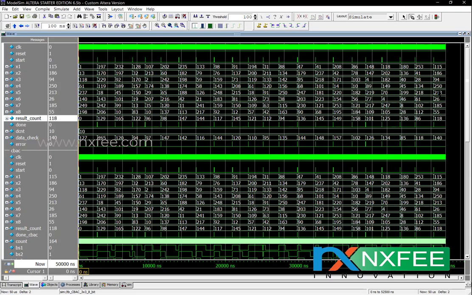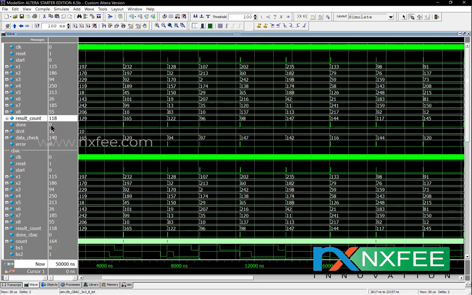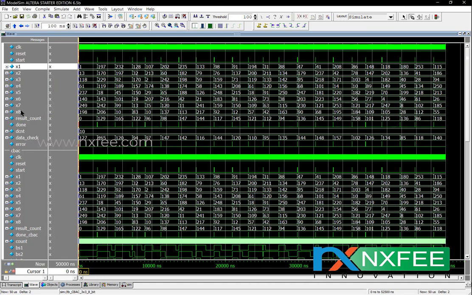Here are the simulation results. You can analyze the result count value and data check value. 120 is a generated input, and 122 is present, 94, 96, 97, 98, 147, 147, 142, 144, 116, 117. This is an 8 input architecture.